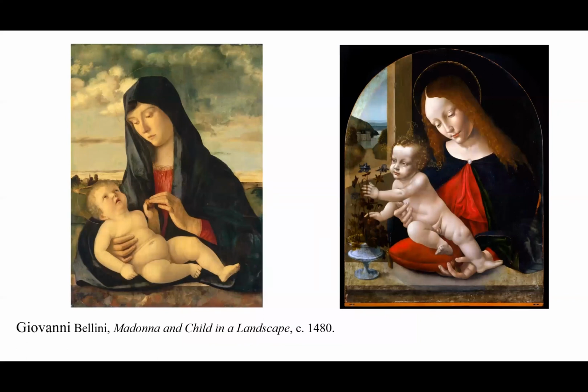Another work that depicts a landscape and the subject of a Madonna and Child portrait is the Madonna and Child in a Landscape by Giovanni Bellini. This work is similar to the Madonna and Child with Columbines because of the inclusion of an idealized landscape in the background of the work.